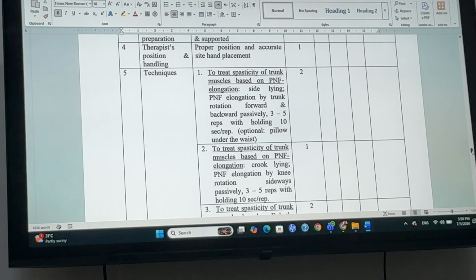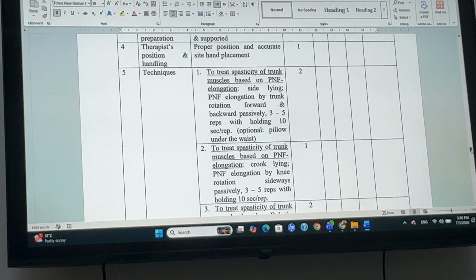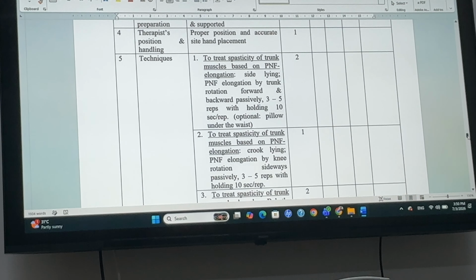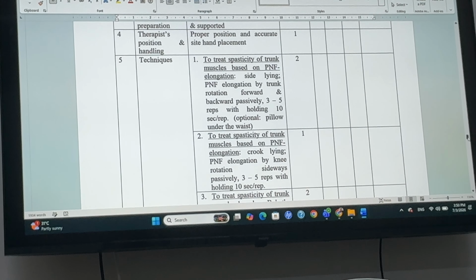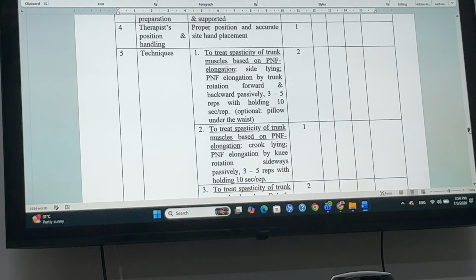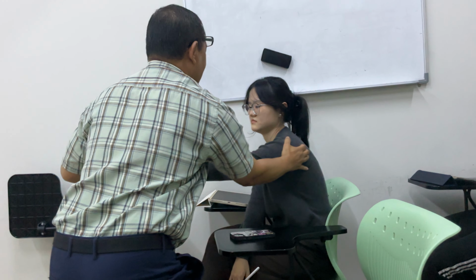The technique is actually almost the same. So the PNF elongation is only from the trunk. All muscles actually, for example, flexor synergy of the upper limb, because we only learn this one. For example, your scapula is actually retracted and inward rotated, so elongate the retraction by protracting forward like this.